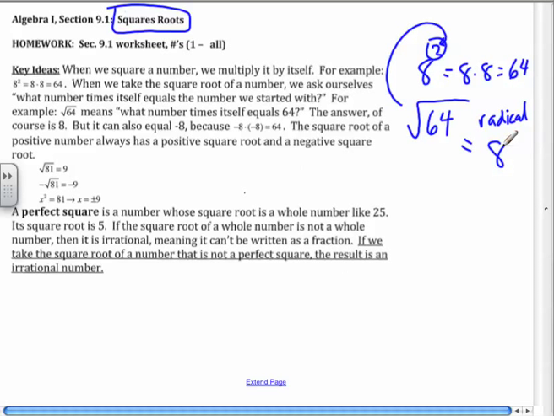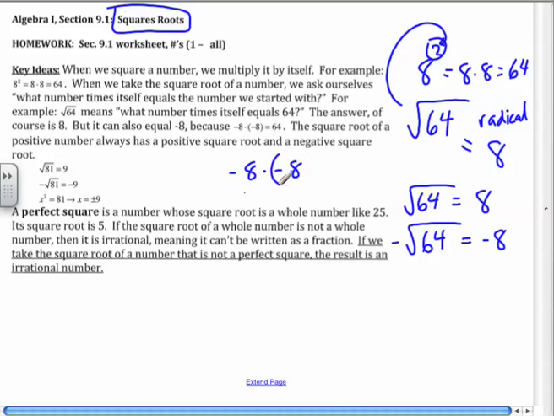But there's some notation that we need to know here. If I have just the radical sign and 64, that means 8. But if I have the negative radical sign and 64, that means I want negative 8. Because think about this: negative 8 times negative 8, let me put them in parentheses here, that also equals 64.